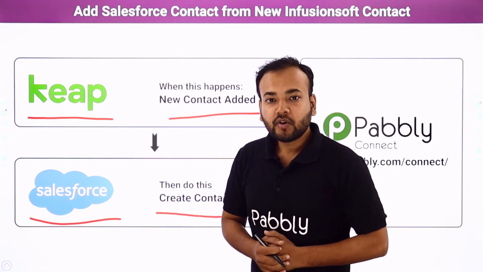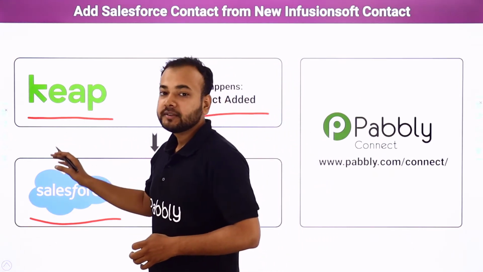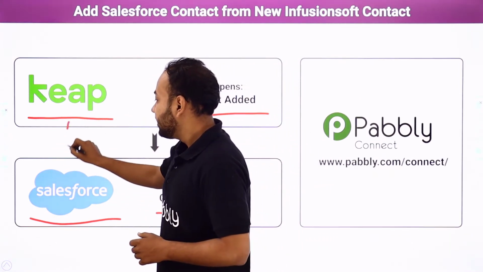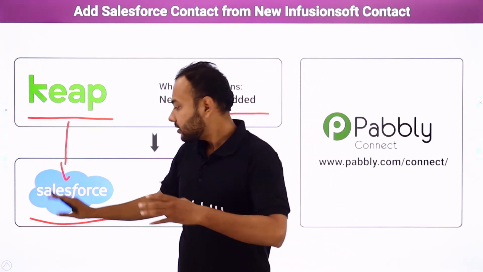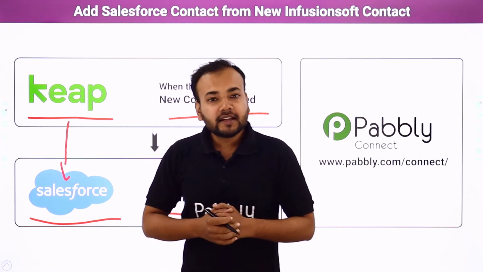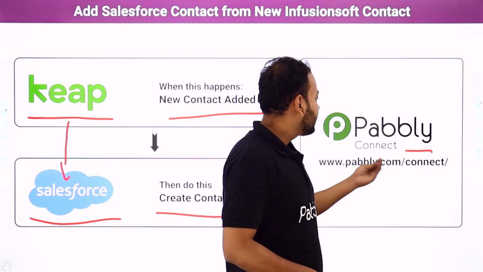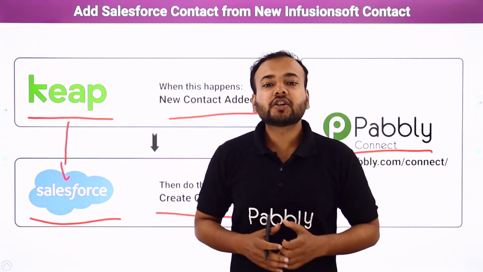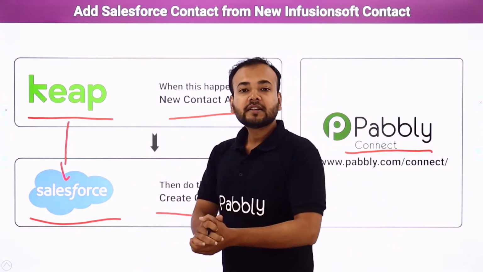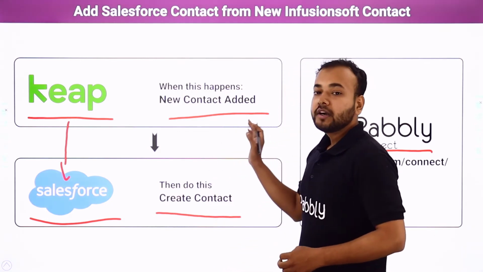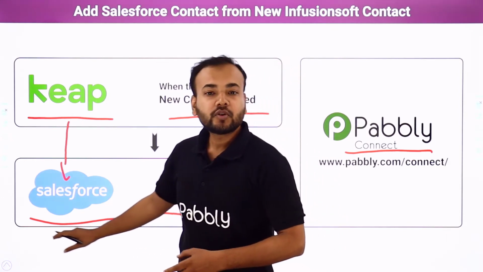So we have a better way for you. What if I tell you that as and when you add a new contact here in the Keap application, the same contact will be delivered to Salesforce and a new contact gets created in Salesforce automatically? Yes guys, this can happen, and to make this happen I am using a software called Pably Connect. Pably Connect is an integration and automation software, and it will connect these two applications together such that whenever you create a new contact in Keap, the same contact will be added automatically in Salesforce also, right?